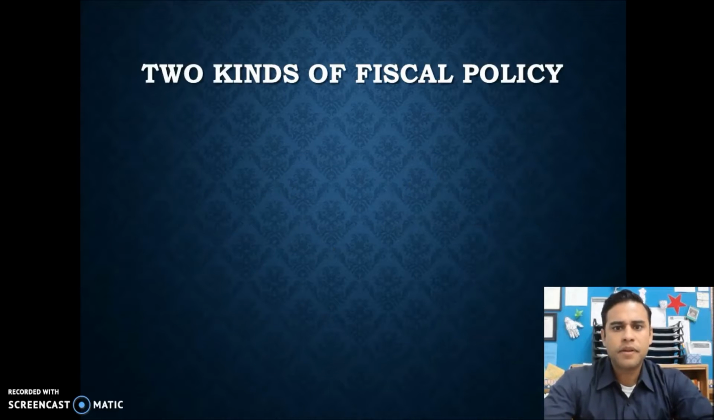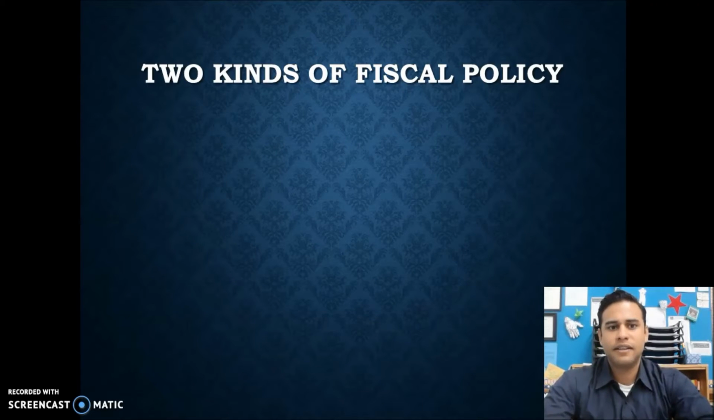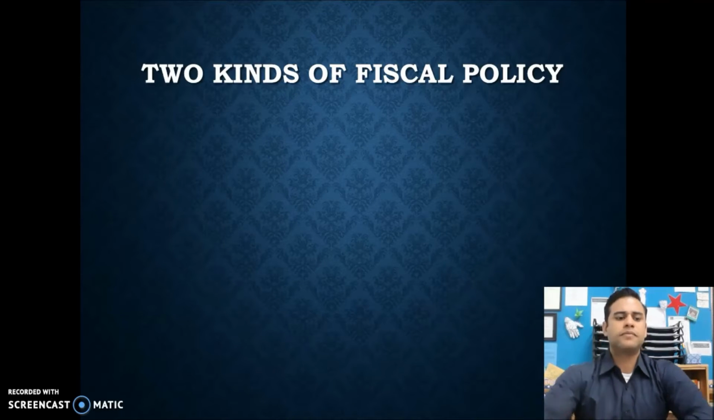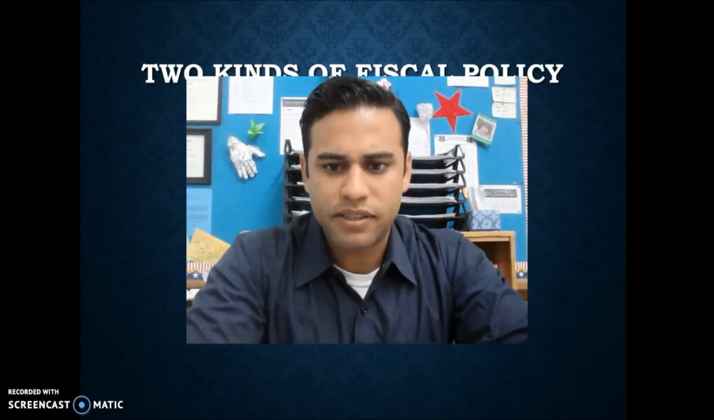So now, let's go ahead and take this idea of the government taxing and spending in order to manipulate aggregate demand and think about the two kinds of fiscal policy. But real quick, I suppose I should not assume that you've put this together.